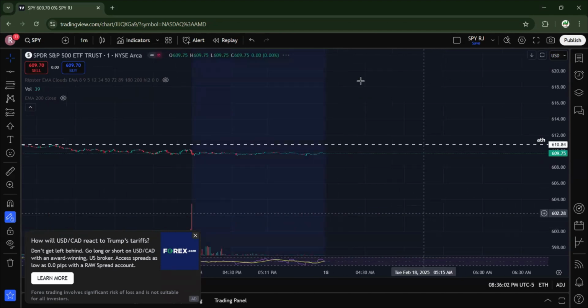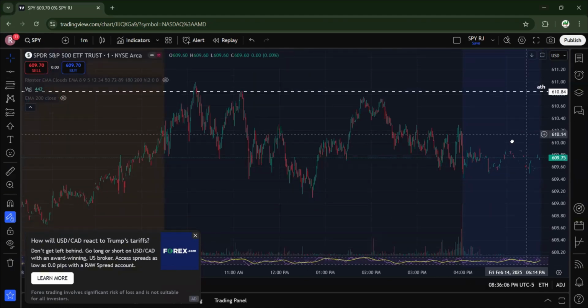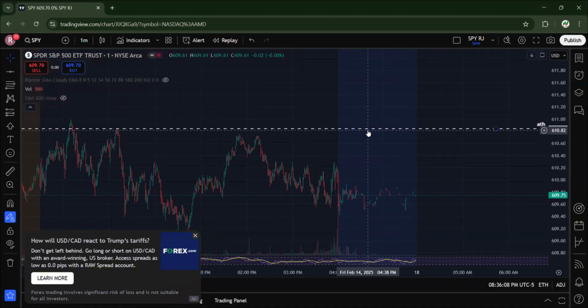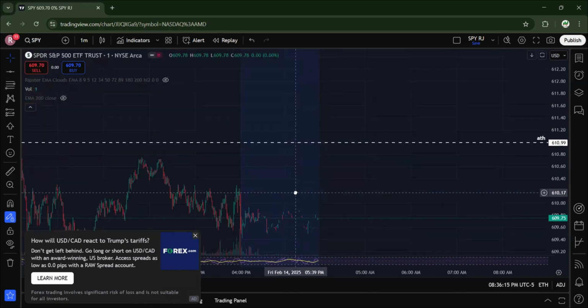Now let's talk about how you actually use this. So we have our level. What do we actually want to see? And I'll adjust it a little bit more. The high is actually right at 611. Perfect, cool. So the all-time high is actually right at 611.